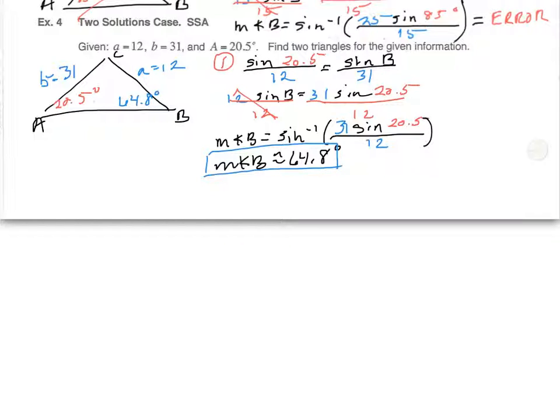Let's finish off and find the value of angle C. To find the value of angle C, what am I going to do? Add these and subtract them from 180. So 180 minus 20.5 minus 64.8. Do we get a viable angle? Yep, I get 94.7.